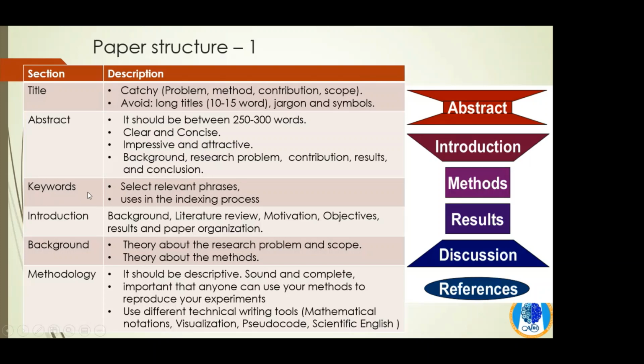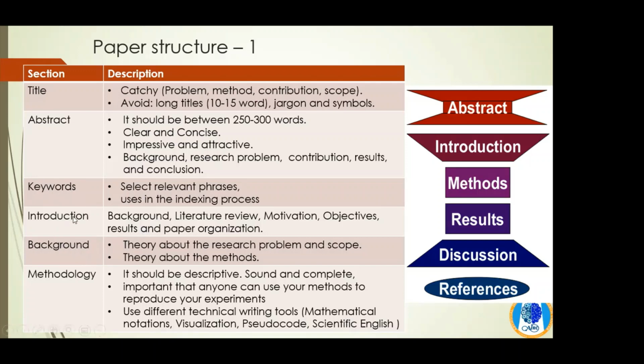Also, the keywords, which are the third part that is essential in the paper, should be used to select relevant phrases, and these keywords are very important for indexing of the paper. So if you need to increase the publicity and visibility of your research, you have to select the right keywords. They should not be very specific; they have to be general in the domain.